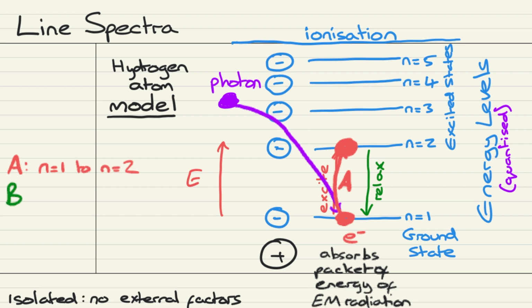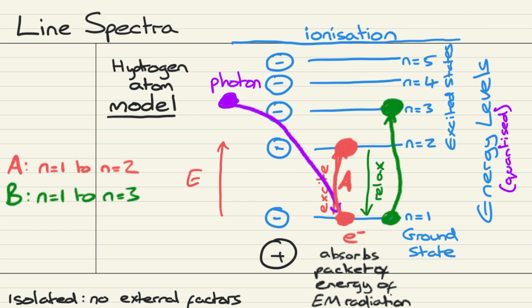Possibility B. The photon has exactly the right amount of energy and the electron moves neatly from n equals 1 to n equals 3. Nice and simple, and that can happen. This needed more energy, but that's fine. It was probably blue compared to the original red.